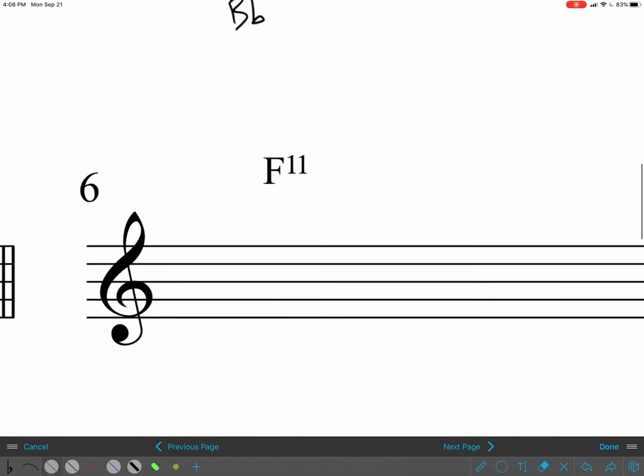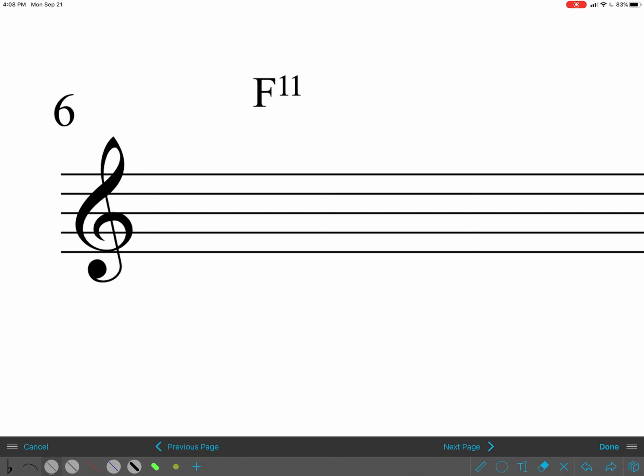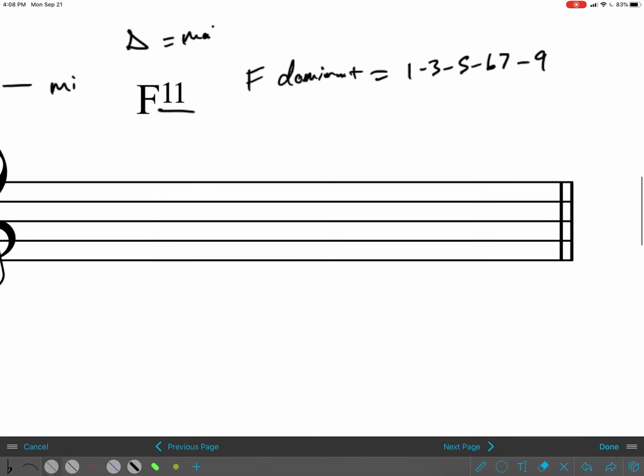Last tricky one. Let's do this one over here. This is F11. Okay, so we know that this is an F dominant chord because there's no major sign, or MA, and there's no minor sign or lowercase mi, right? So this is F dominant, which means it's 1, 3, 5, flat 7. Although this one's going to go all the way up to the 11th. So we're going to add the 9th, keep it normal, and add the 11th, okay?